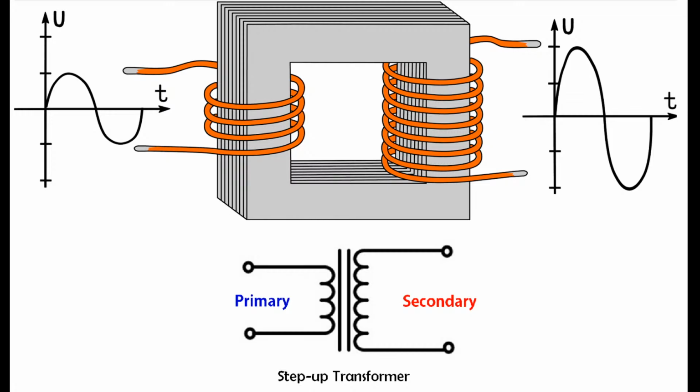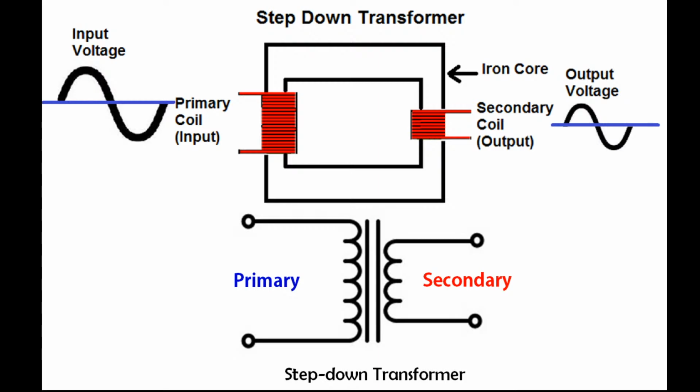Okay, then I need to show the step down. Okay, step down. Let's see the differences. Step down, just the number of turns you change. Primary now the number of turns is more. Secondary now the number of turns becomes less. So let's see the graph also. When starting with alternating voltage, you find the amplitude is higher. After passing through the step down transformer, you find the output voltage amplitude becomes less.